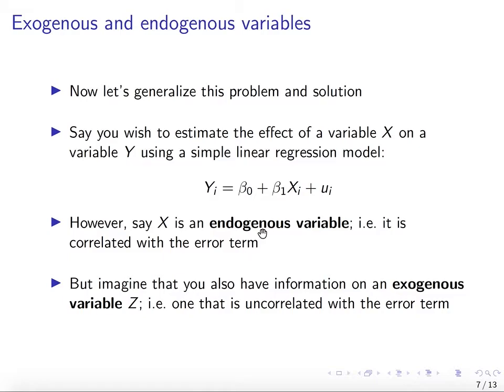Say there exists an exogenous variable z that you could use and that is actually uncorrelated with the error term. In our example, this was rainfall. Why is rainfall exogenous? Because unless you're some kind of wizard, rainfall locally does not depend on anything you're doing. Rainfall is really something that is completely exogenous to everything people are doing on the ground.